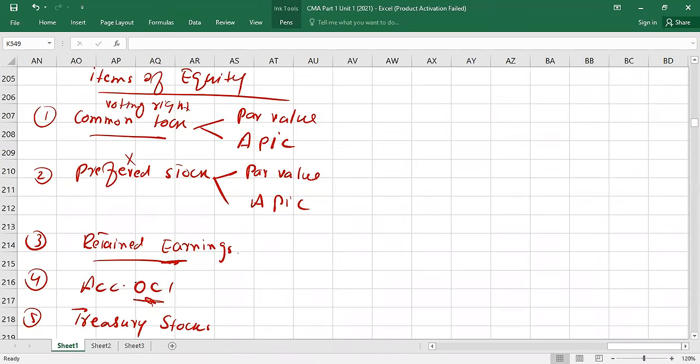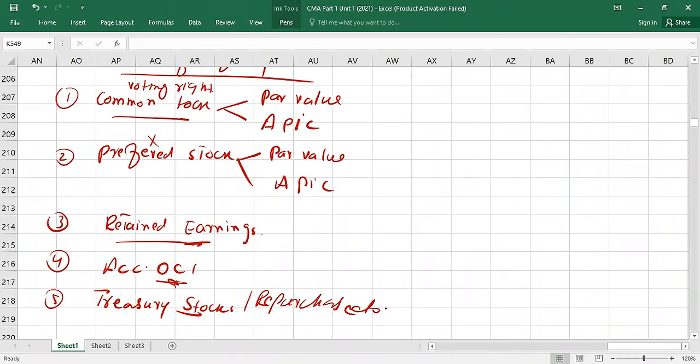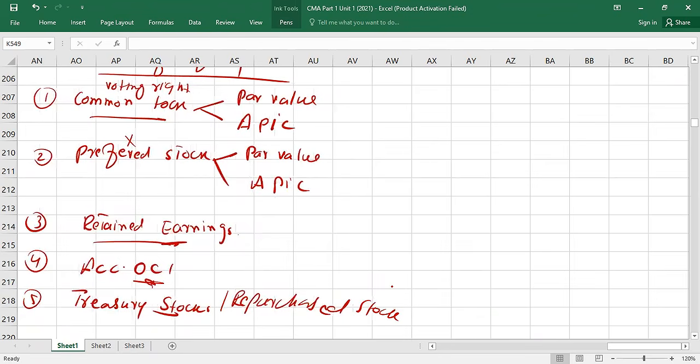Then you have accumulated OCI, we will study these things. And then you have treasury stock. What is treasury stock? It is also known as repurchased stock. Their definitions we will cover. But here I'm just giving you the items in equity, the equity definition and the items which are part of equity.